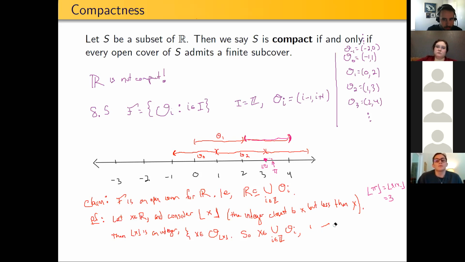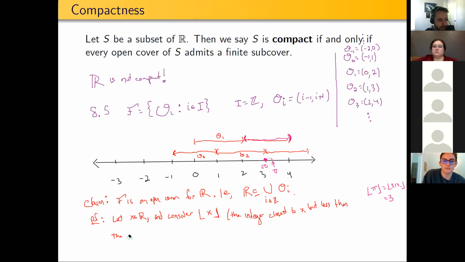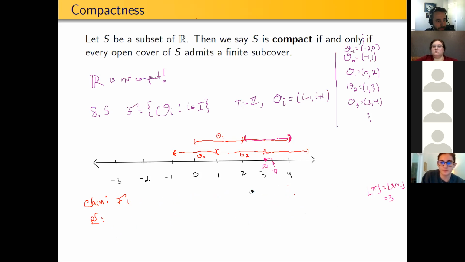Because R is infinite? Yeah, I think that's really the heart of it. R is infinite, it extends forever. And these sets are all small enough that they definitely won't extend forever. And so as a result, we definitely cannot create a finite subcover.